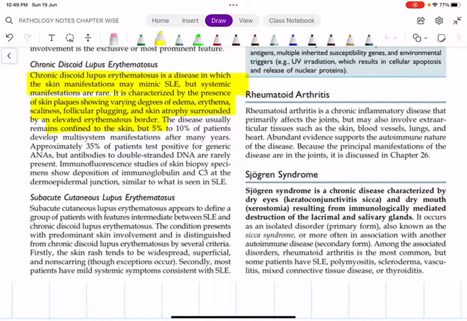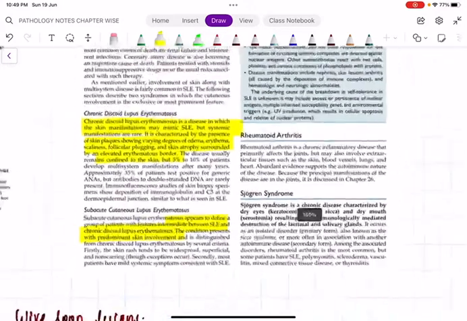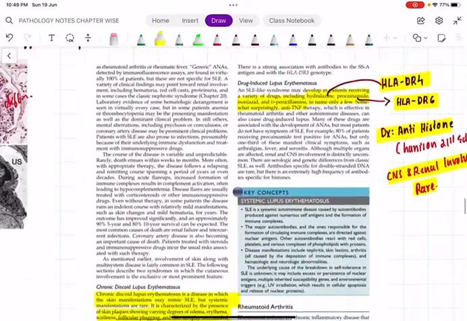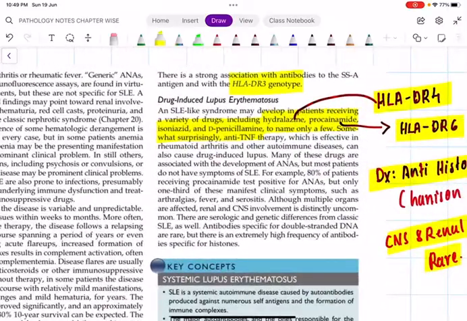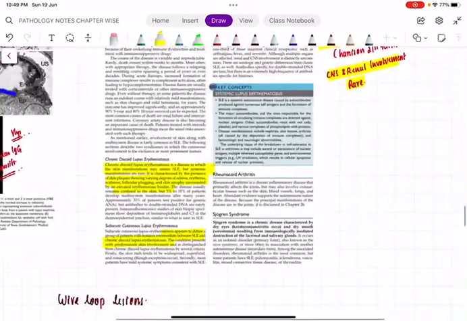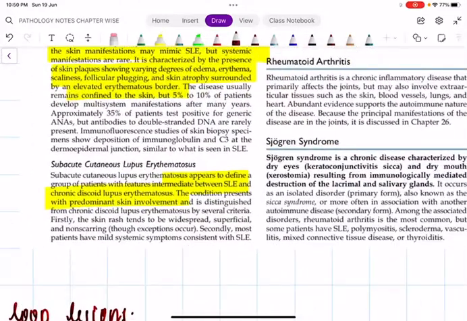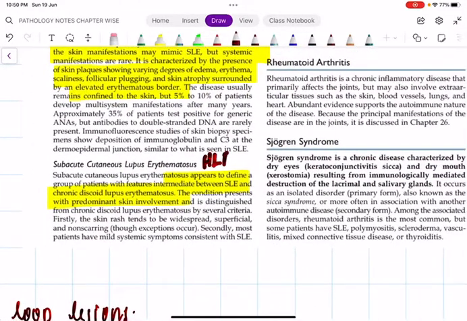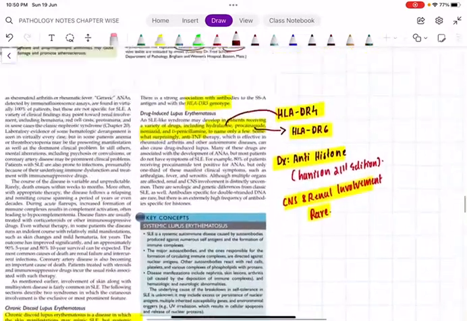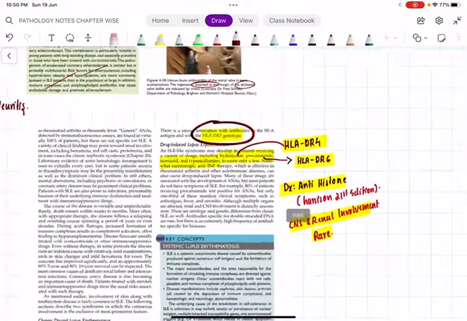What do you mean by subacute cutaneous lupus erythematosus? It is a condition intermediate between classical systemic lupus erythematosus and chronic discoid lupus erythematosus. Here there will be moderate involvement, that means some 50% skin manifestations, 50% systemic manifestations. All these are very mild classifications. And remember, this is most commonly associated with the HLA-DR3 phenotype. That is a single point you have to remember: subacute cutaneous lupus erythematosus is most commonly associated with HLA-DR3. I hope that is clear for you.